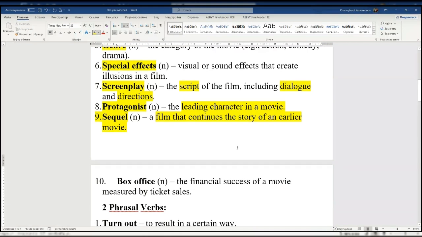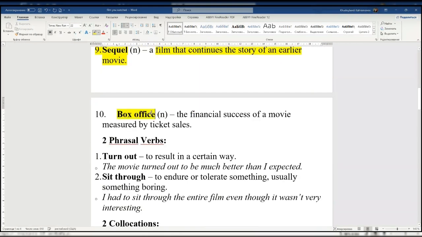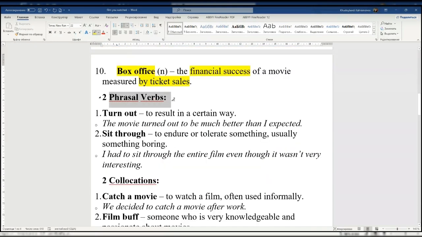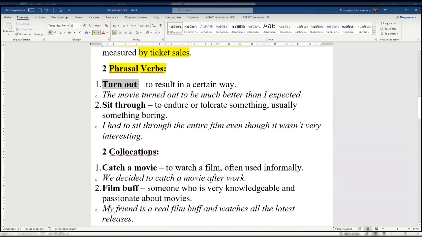And the last one is box office, which means the financial success of a movie measured by ticket sales, right? And we have phrasal verbs, two of them. The first one is turn out. Turn out means to result in a certain way. For example, the movie turned out to be much better, right?